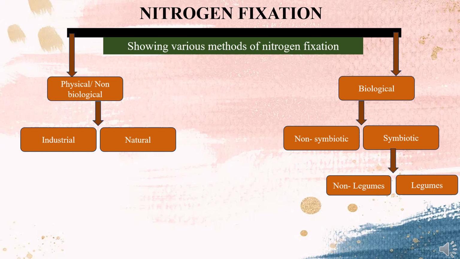So nitrogen fixation is performed by two methods. One is physical or non-biological, and another is biological. In physical or non-biological nitrogen fixation, the industrial and natural are two types. And in biological nitrogen fixation, there are two types of process. One is non-symbiotic and the other symbiotic. And again, the symbiotic is divided into two types: one is non-legumes and another one is legumes.